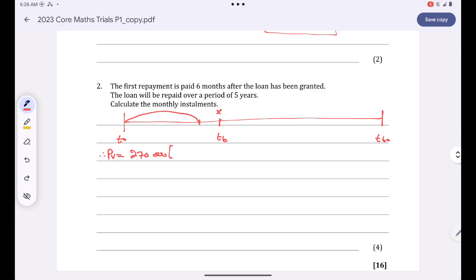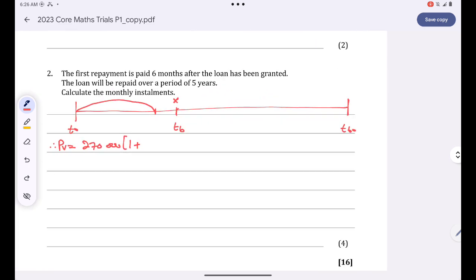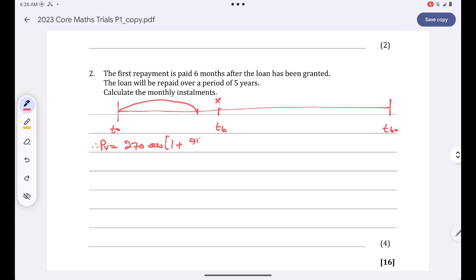270,000 multiplied by 1 plus the interest rate, which is 13%. That's 0.13 all over 12, to the power 5, because this amount will just accumulate interest for the first 5 months, né? That's 270,000 multiplied by 1 plus 0.13 over 12, all raised to the power 5.